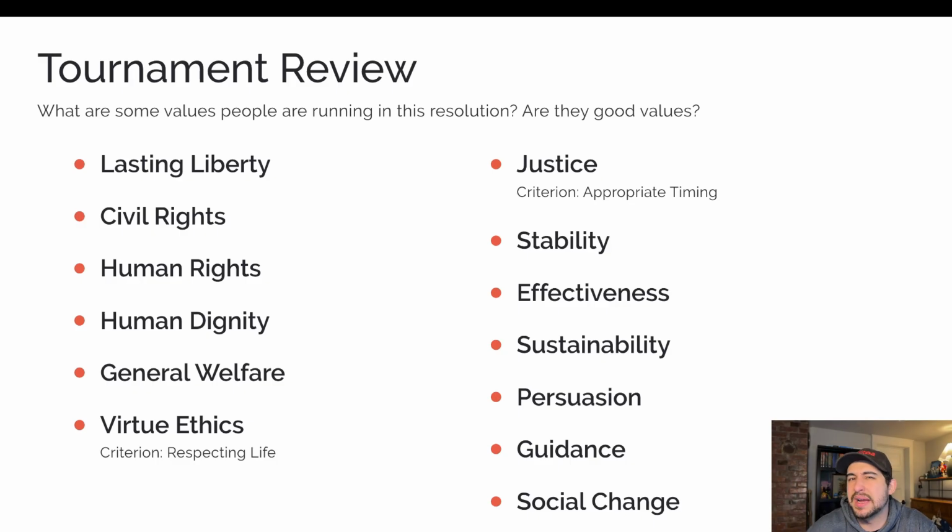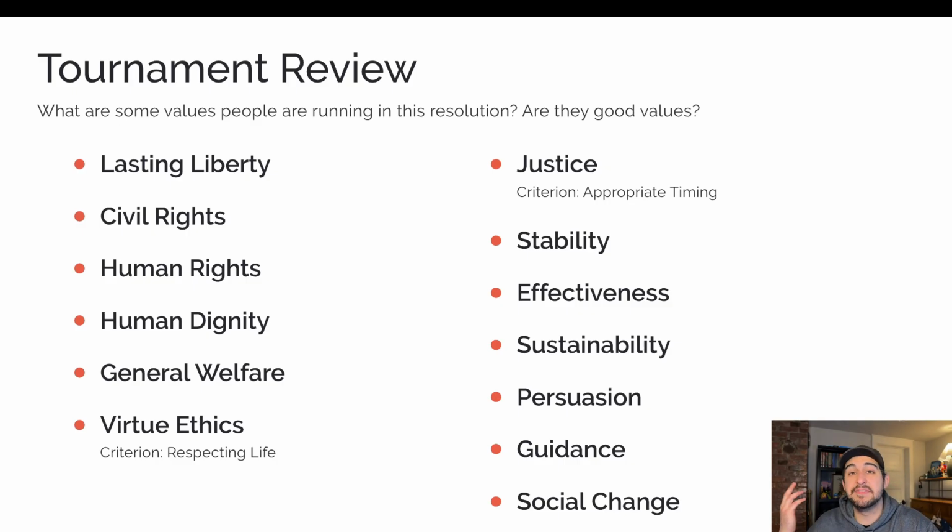Another way of saying respecting life is probably human dignity. So honestly, this person could have the value of just human dignity. Maybe human dignity with a criterion of human rights. We know that humans are dignified when their rights have been upheld. That's probably a much simpler way to put the argument that they're making here.